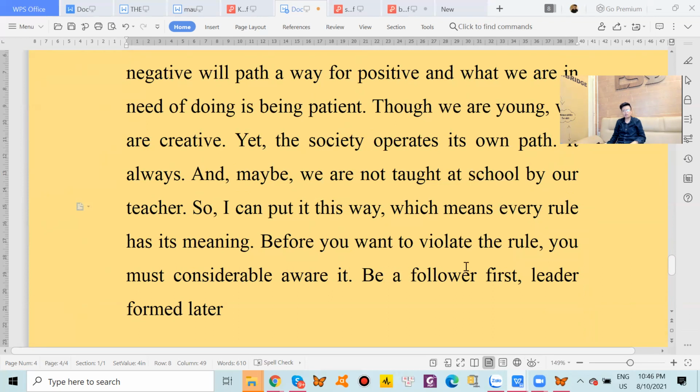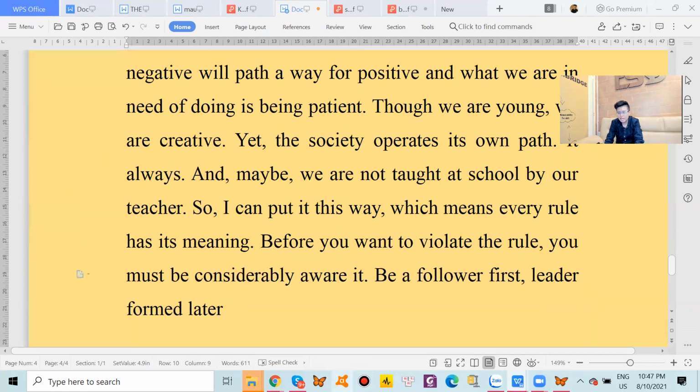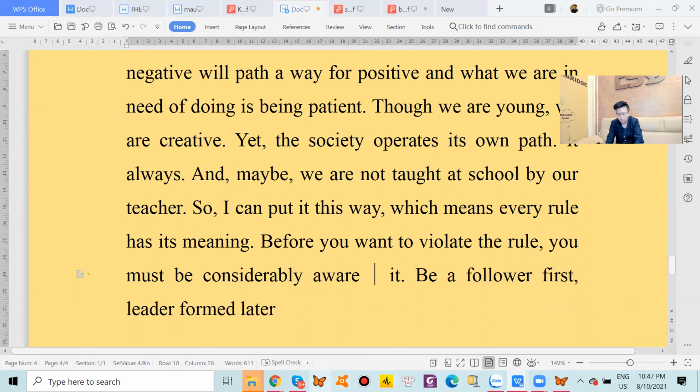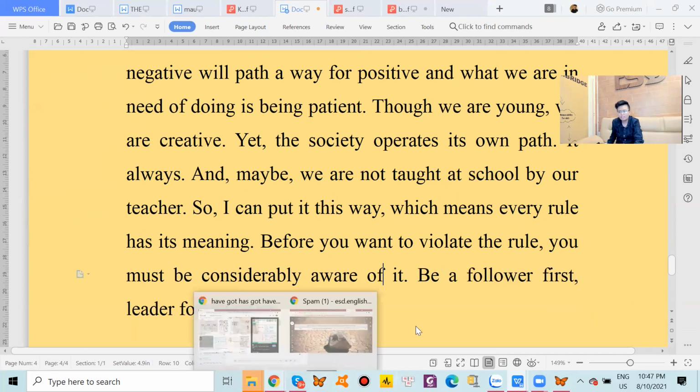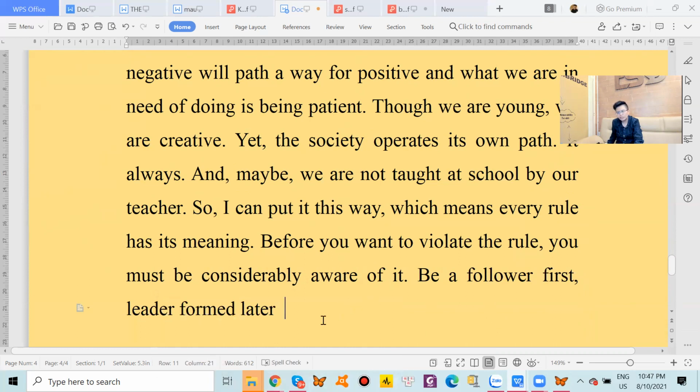Before you want to violate, not violate, like in the recording you pronounce, violate the rule, you must be considerably aware. Aware is an adjective. To go with an adjective, you need to use a verb. That is the first one. The second mistake here: aware is an adjective, so please use "to be" to go with an adjective. Must be considerably aware, and aware cannot stand alone. You need to use "of" with aware: to be aware of it. Be a follower first, leader later.